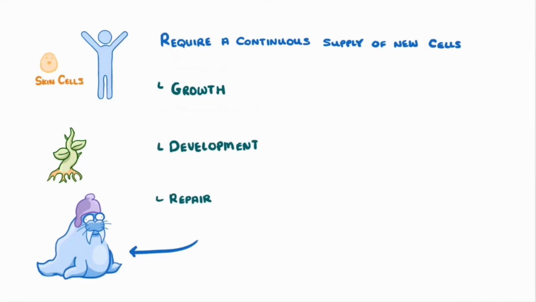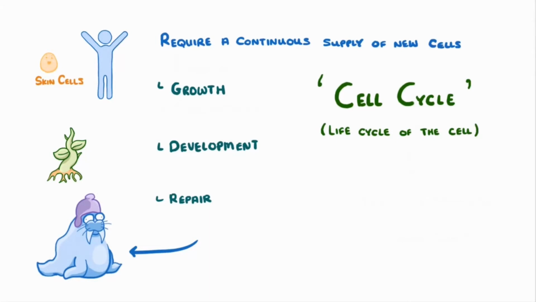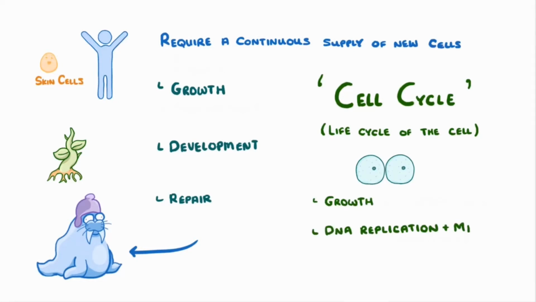The process through which these cells are generated is known as the cell cycle, and it can be thought of as the life cycle of the cell, from the time it was made to the time it divides into two new cells. Within this cell cycle, there are three main stages you need to be aware of: growth, DNA replication and mitosis, and division, also known as cytokinesis.